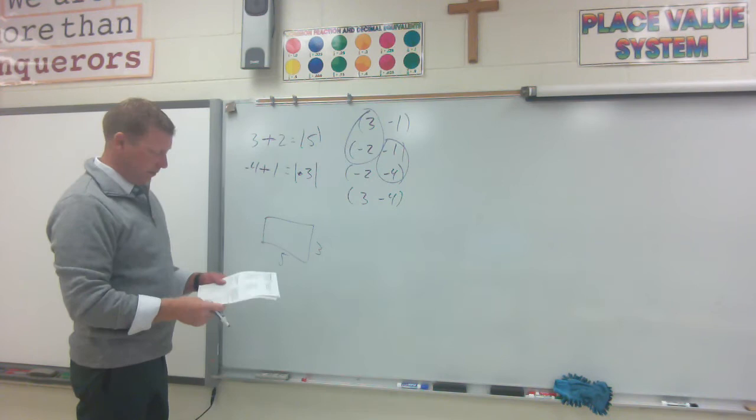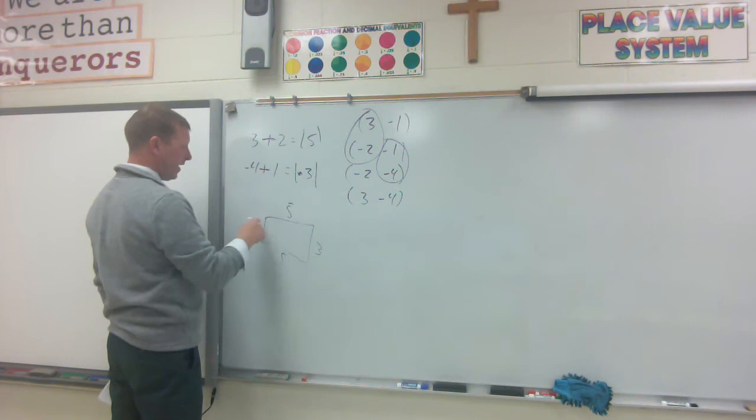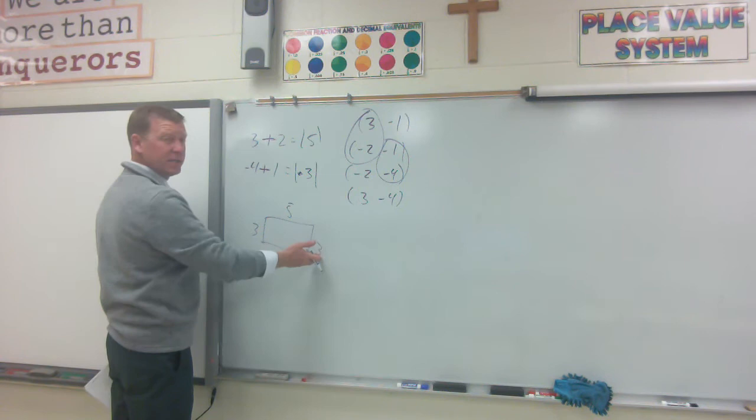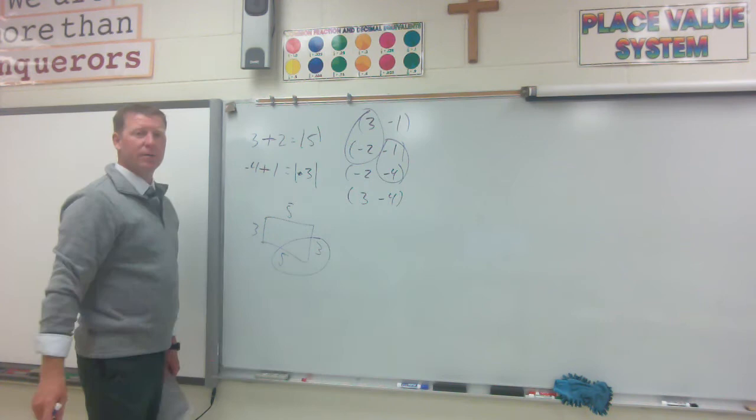Okay, for number 3, it said find the perimeter. 5 plus 3 plus 5 plus 3 is 16. Some of you write it like this, and some of you go 5 plus 3 is 8 times 2 is 16. Find the area: length times width, 3 times 5 is 15.